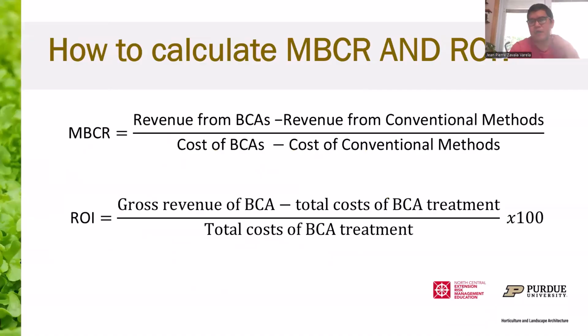But we have a formula. How can we calculate the marginal benefit cost ratio and the return on investment? For this case, we would like to know if the introduction of biological control agents, also BCAs, is more or less profitable than the conventional or current methods against aphids. The formula is the difference of the revenues divided by the difference of the costs. Similar for the return on investment, it is the gross revenue minus the cost, divided by the cost, and since it's a percentage, we multiply it by 100.